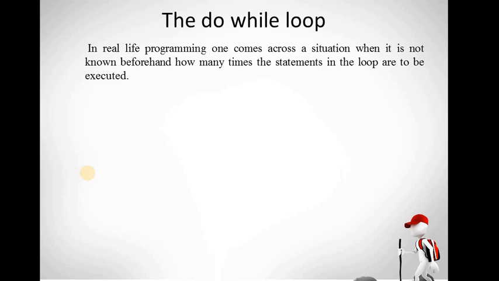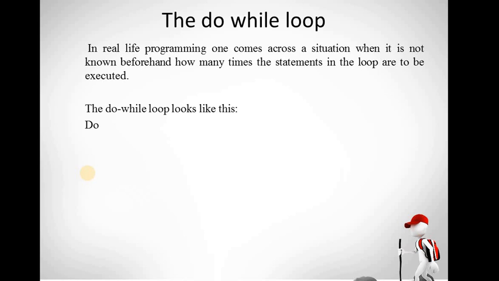So there are certain situations when it is not known beforehand how many times the statements in the loop are to be executed. So obviously we want to execute that particular loop at least one minimum time. After that, if the user wants, then we can repeat it. That's how it works. Okay, so the do while loop looks like this.